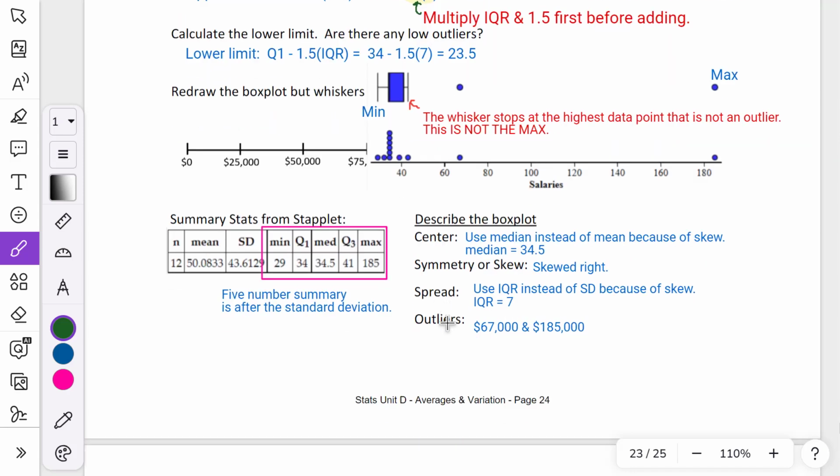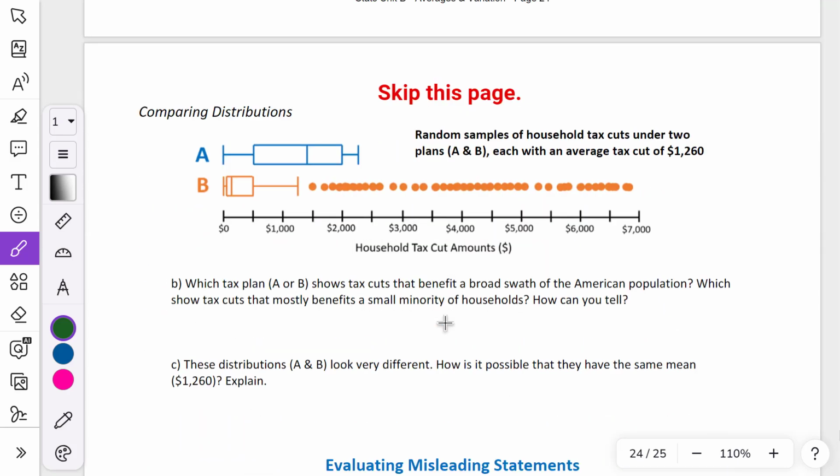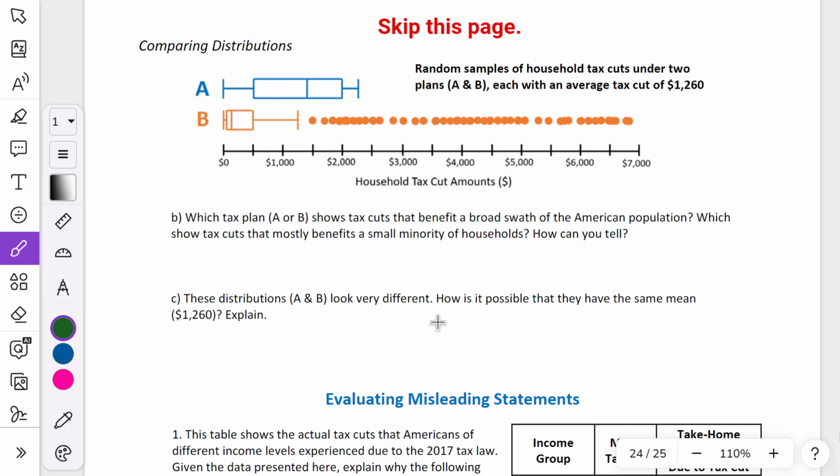All right. Now, we're going to skip in terms of writing, but I'll go ahead and discuss this. It was interesting discussing it with my class. We're looking at two types of tax cuts, Plan A and Plan B, and these are the box plots. I asked the question, if you're in the upper part of incomes, you're rich, which tax cut would you like best?